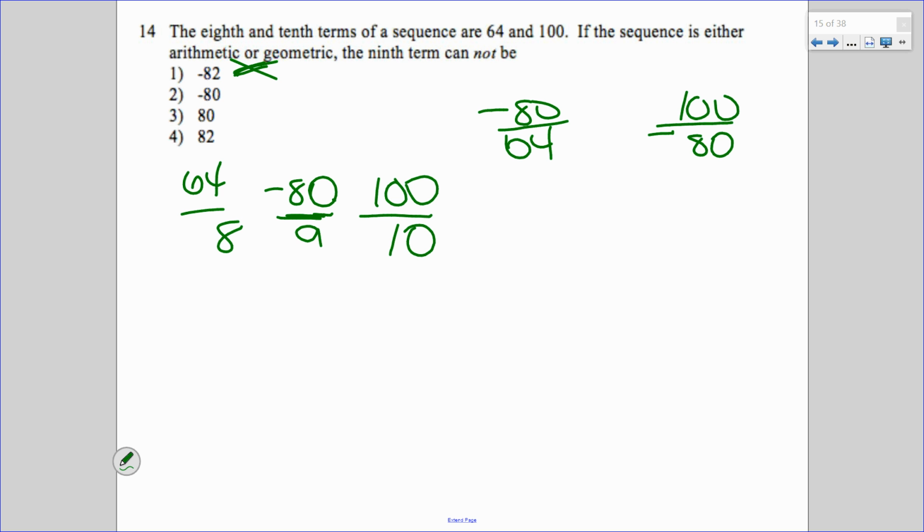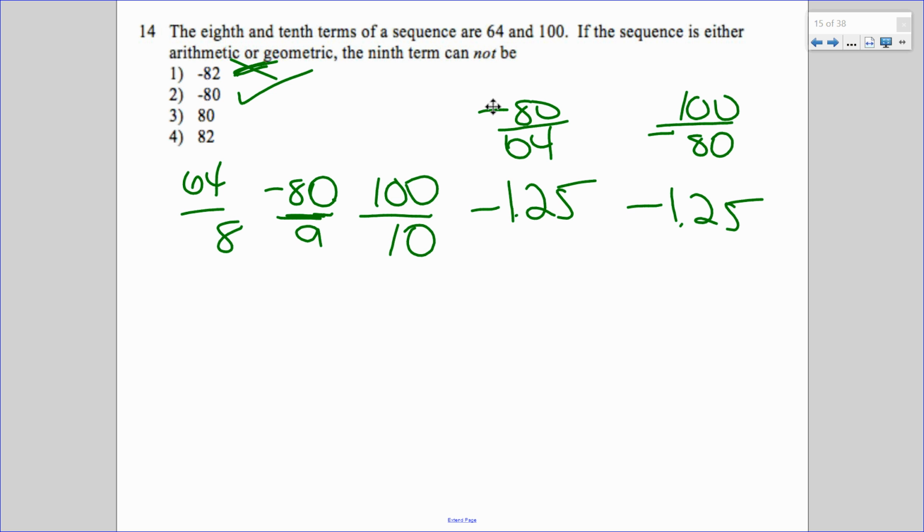Hopefully I didn't make a mistake. No, of course I didn't make a mistake. I'm a math teacher. 100 divided by negative 80. They both give me negative 1.25. So yes, that can be the 9th term. It would be a geometric sequence where the common ratio is negative 1.25.